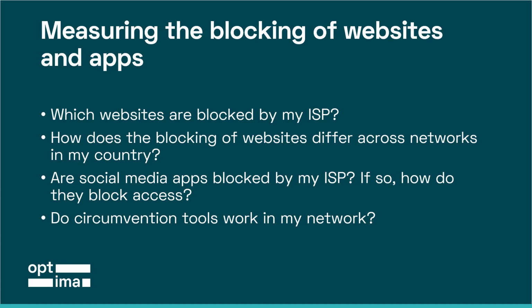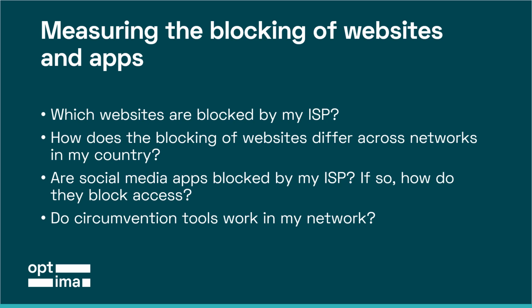When measuring the blocking of websites and apps, the types of research questions that you can ask and explore through relevant data collected from these tools include the following. Which websites are blocked by my ISP? ISP is an acronym for Internet Service Provider, such as Vodafone or Airtel or MTN. You can use this type of software to examine which websites are blocked, what types of websites are blocked, and you can use it to check whether websites that are reportedly blocked are in fact blocked.